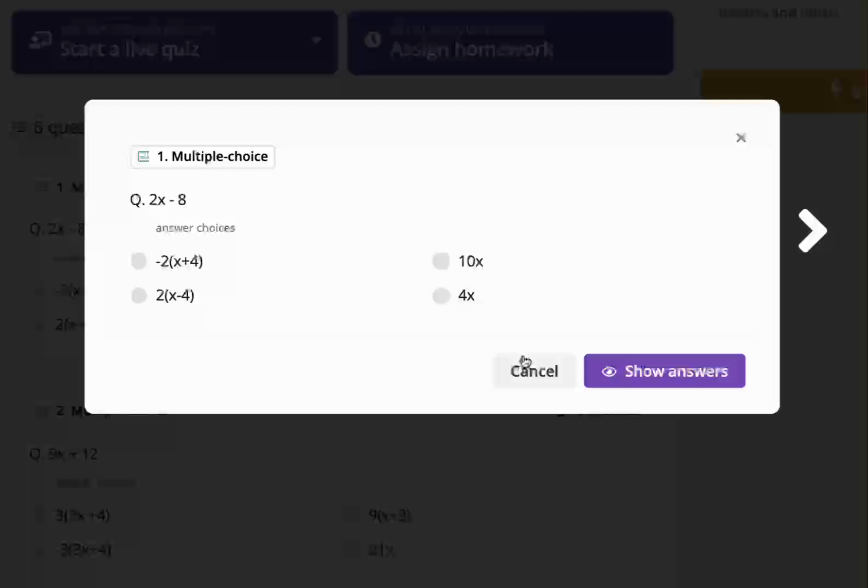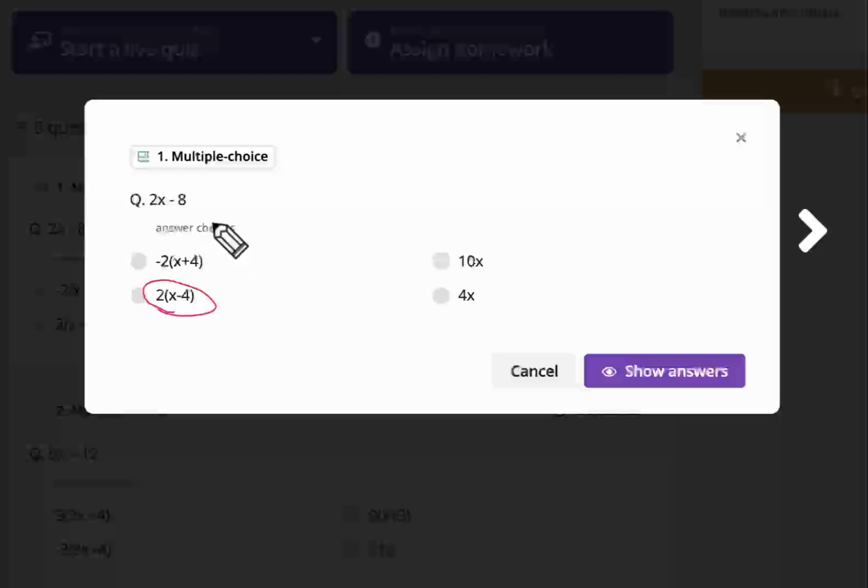Abdurrahman? Go ahead. Okay, teacher. 2x minus 8. We need to factorize. It will be 2 multiplied by the quantity x minus 4. This answer? Yes. Okay, thank you, Abdurrahman.